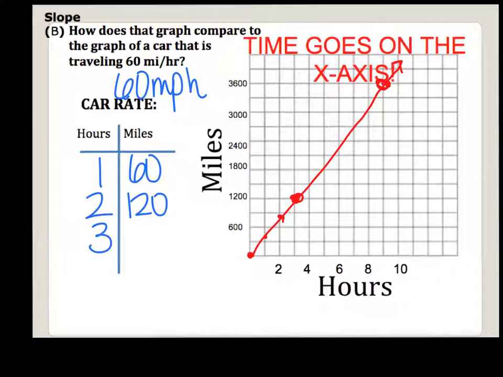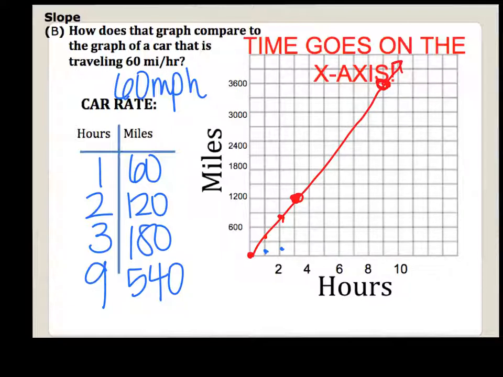3 hours would be 180. We could skip. Let's skip to 9 hours. 9 hours would be 540. Okay. So now we plot those on our number line. 60, you're going to do a lot of estimating here. 2 is 120. Again, lots of estimating.